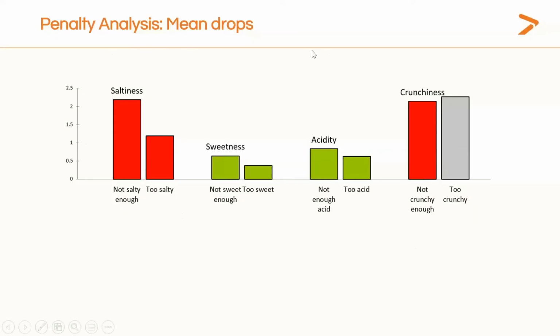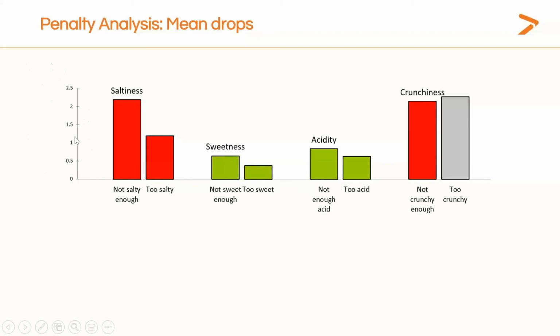Then I really like this chart in penalty analysis because it summarizes quite a lot of things. It gives you really an overview of the most interesting results that come out of the analysis. Okay, so as you can see, you have 4 pairs of bars. Each pair corresponds to 1 attribute: salty attribute, sweet attribute, acidity, and crunchiness. You have different colors. I'll be explaining what colors relate to. And within each attribute, you have 1 bar corresponding to one of the extremes in the JAR scale. So not salty enough or too salty, not sweet enough or too sweet.